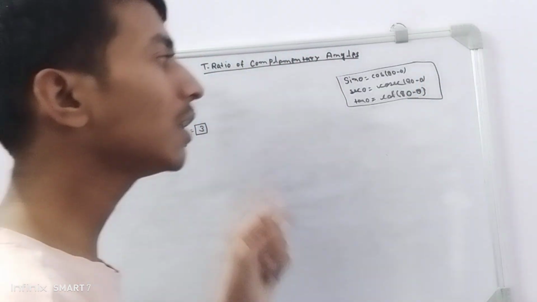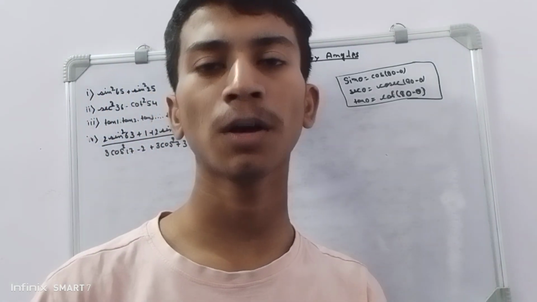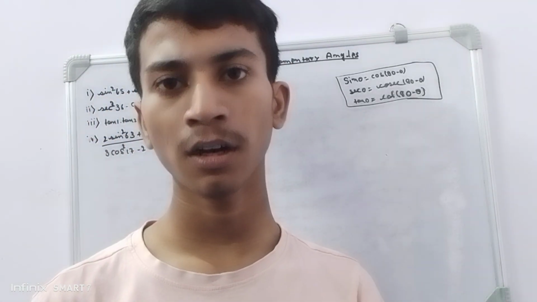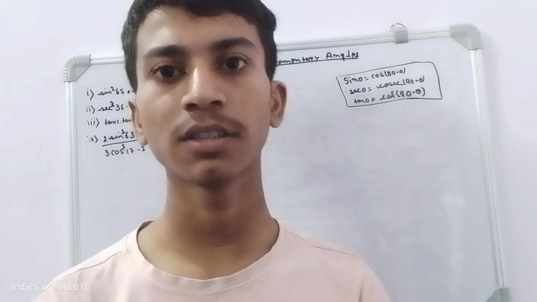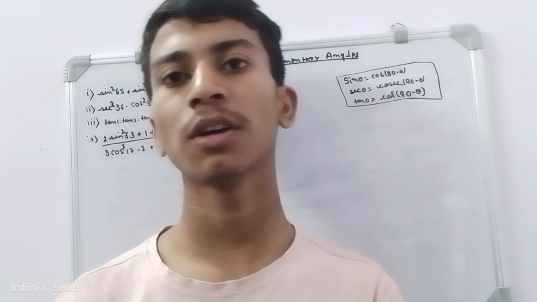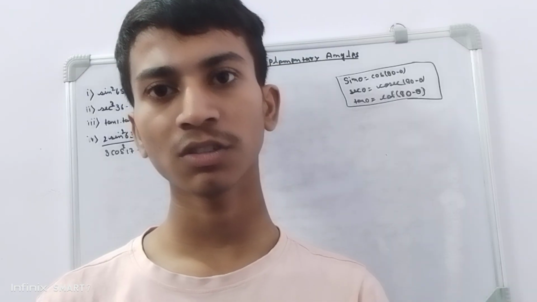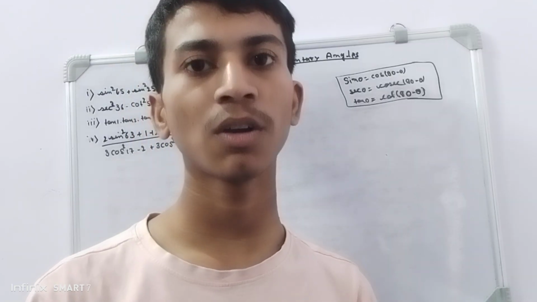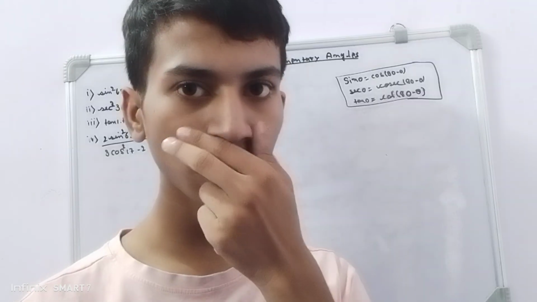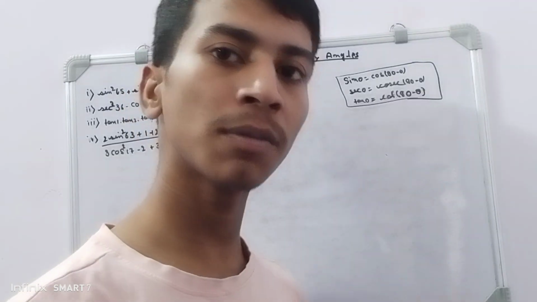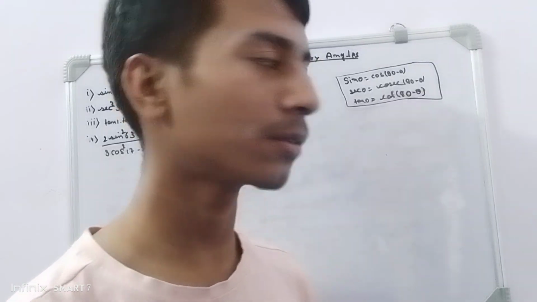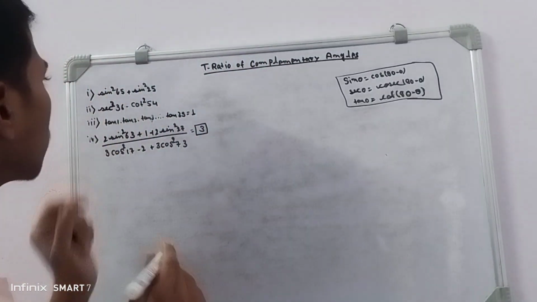Using these identities and some identities which you have already studied in trigonometric identities, which are sin square plus cos square is equal to 1, 1 plus cot square is equal to cosec square, and 1 plus tan square is equal to sec square theta. You have already learned these formulas in the previous chapter. So how will we solve these questions?